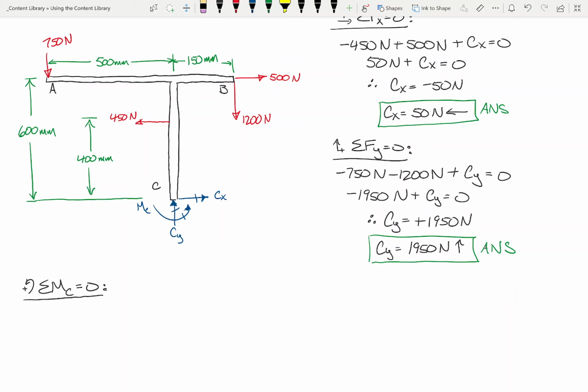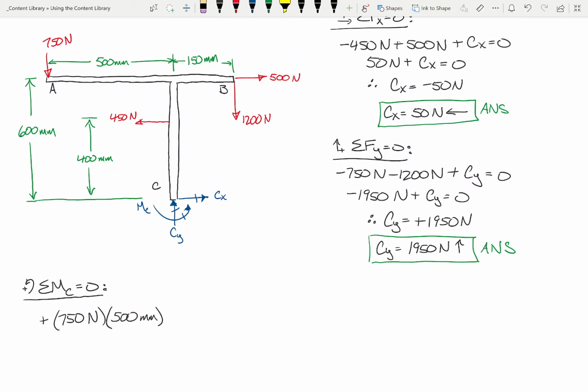So is that a positive rotation? Yes, it's a positive rotation. As for the magnitude of that rotation, it's positive 750 newtons times a moment arm. The moment arm is defined from the line of action, so there's the line of action of the 750 newtons, to the shortest distance from that line of action to C, in which case this is 500 millimeters.